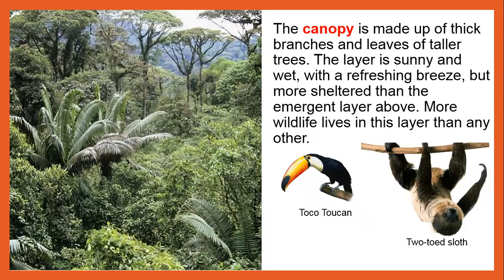The next layer is the canopy, which is made up of thick branches and leaves of taller trees. The layer is sunny and wet with a refreshing breeze, but is more sheltered than the emergent layer above. We also have wildlife that lives here, and we have more wildlife living in this layer than any of the other layers. You have, for example, a toco toucan and a two-toed sloth.